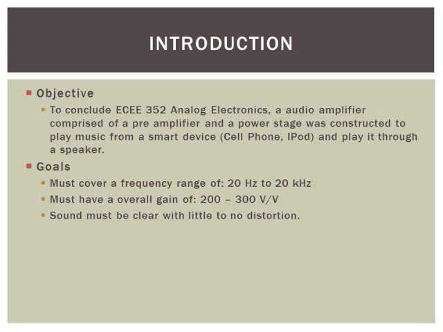This device will play music from a smart device, such as a smartphone or an iPod, and it will be played through a speaker. The goals of this project are that the amplifier will cover a frequency range of 20 Hz to 20 kilohertz, and it must have an overall gain of between 200 volts per volt to 300 volts per volt. The sound coming from the speaker must also be clear, with little to no distortion or noise present.